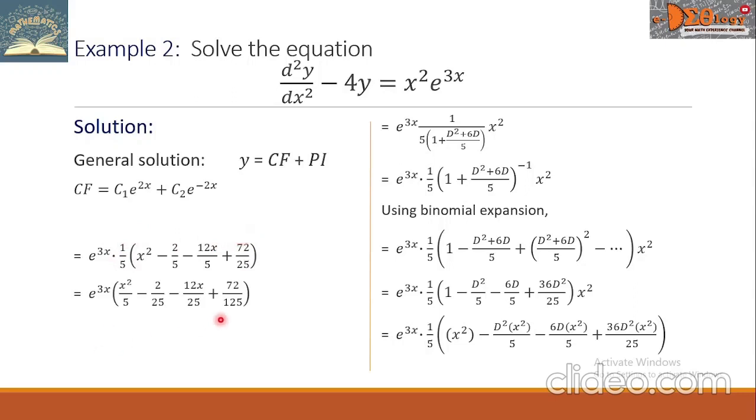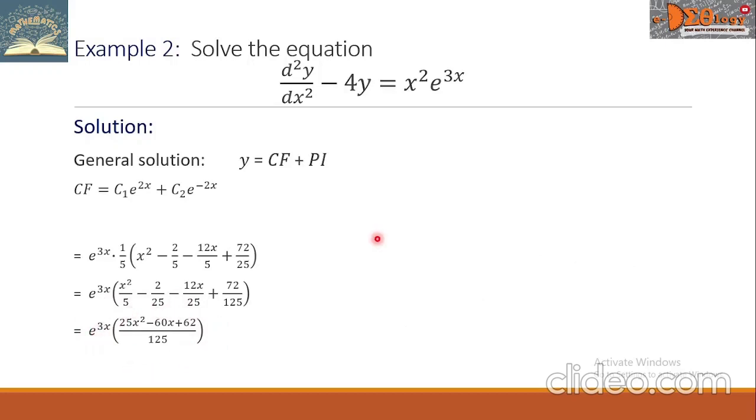So we have like this. We're going to put the terms inside the grouping symbol as one fraction. Let us use the LCD. And to do that, the final answer will be like this. 25x squared minus 60x plus 62 all over 125. And this is multiplied by the e raised to 3x. Remember, this is now our PI, the particular integral.